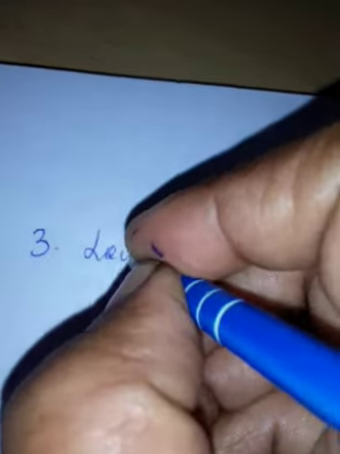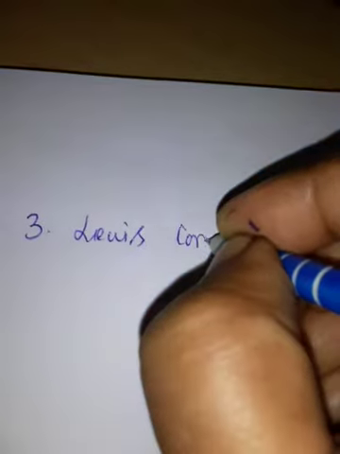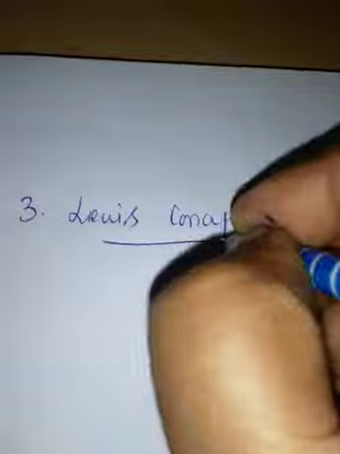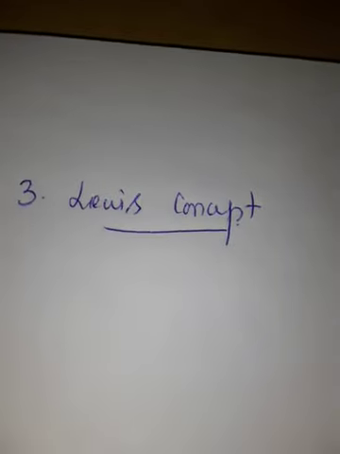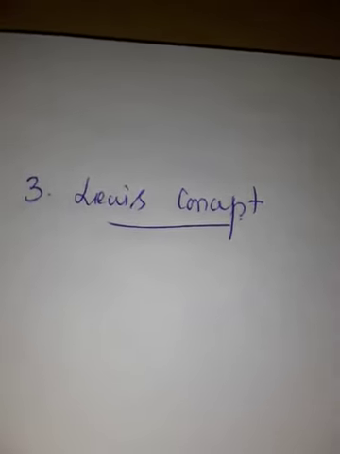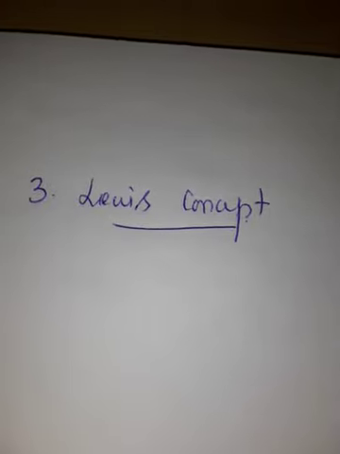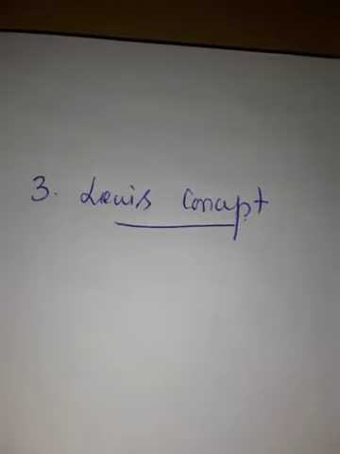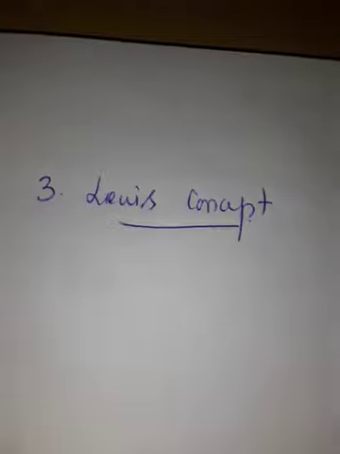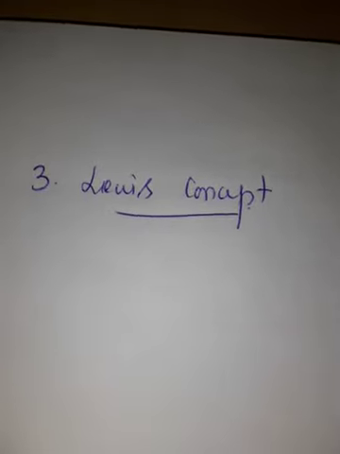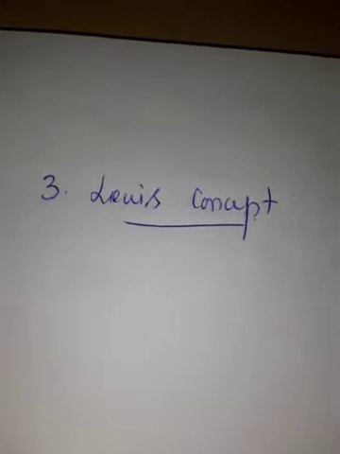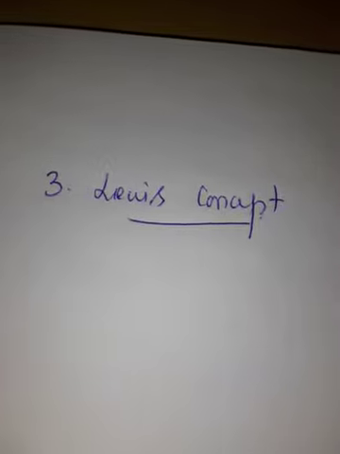Children, in the last video we learned about the Arrhenius concept and the Lowry-Bronsted concept. The third concept is the Lewis concept. In 1923, a scientist, Gilbert N. Lewis, proposed a concept for acids and bases. He considered the electron pair to define acid and base.